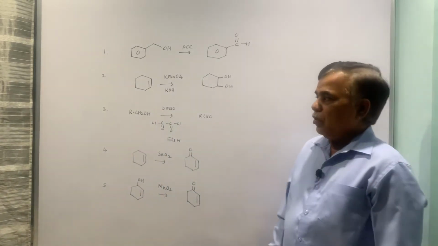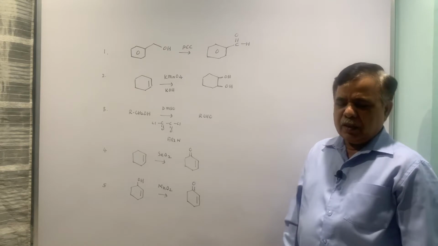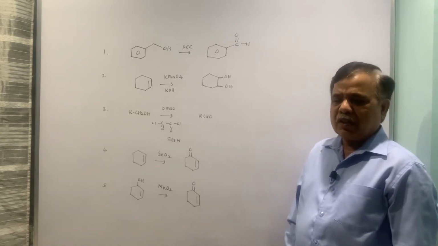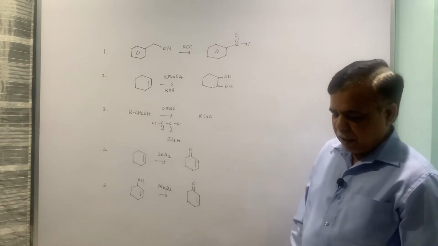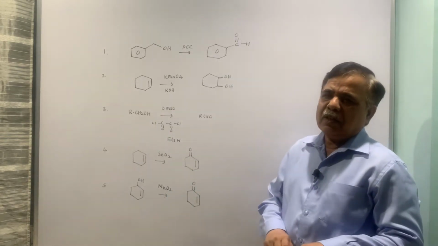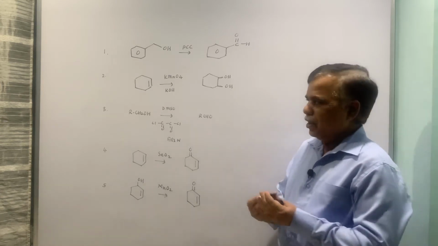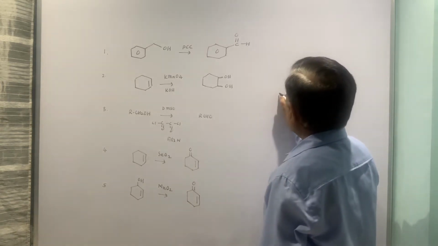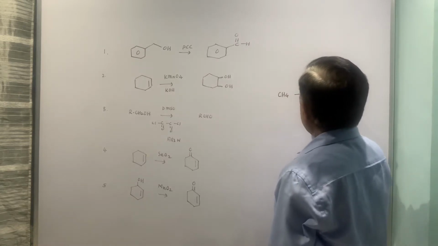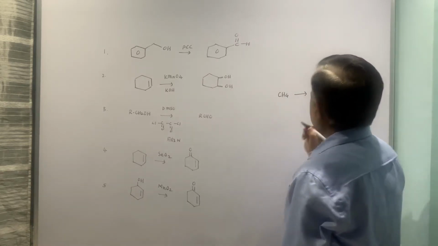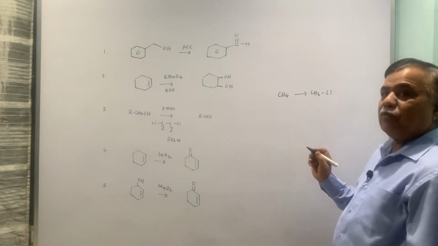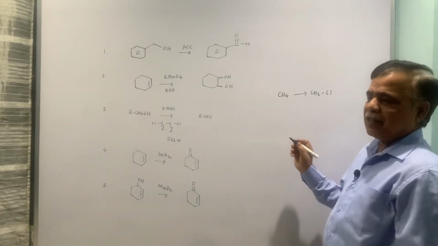Now regarding organic compounds, we have seen how to calculate the oxidation state of carbon, and accordingly you can see that the reaction is oxidation or reduction. I will just put a simple example here. If we go from methane to methyl chloride, what happens to the oxidation state of carbon?